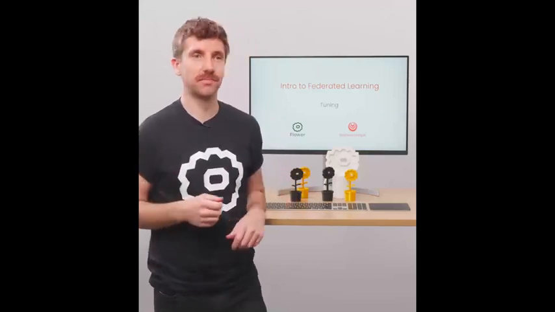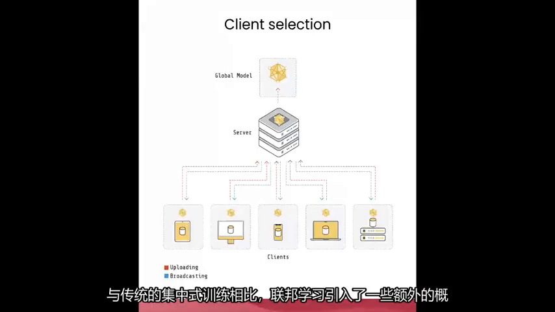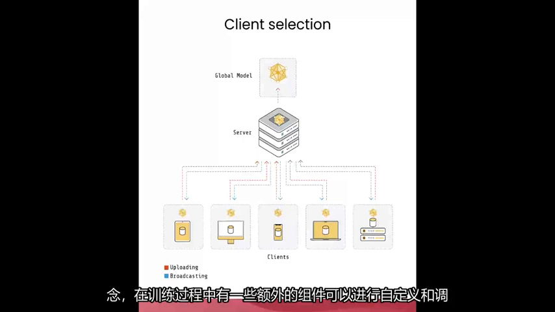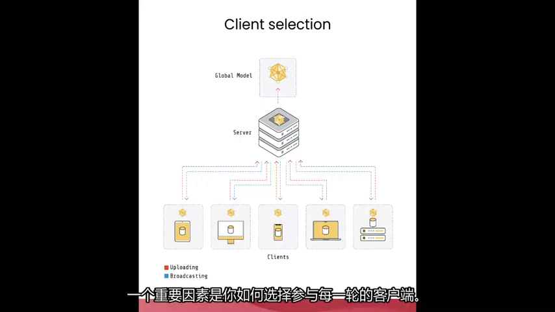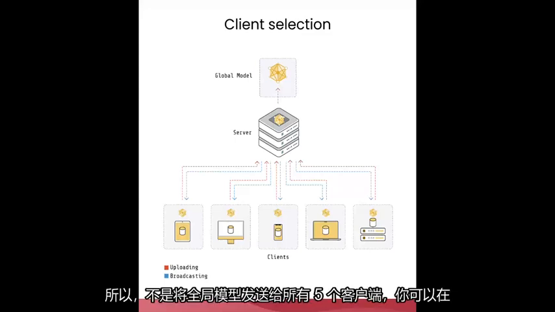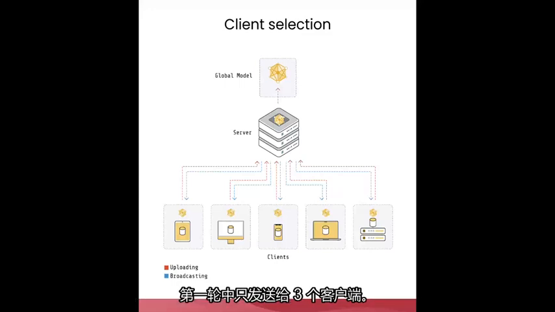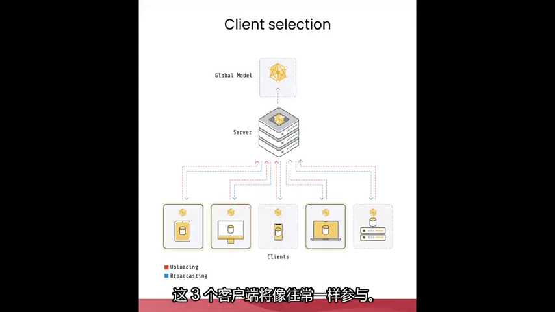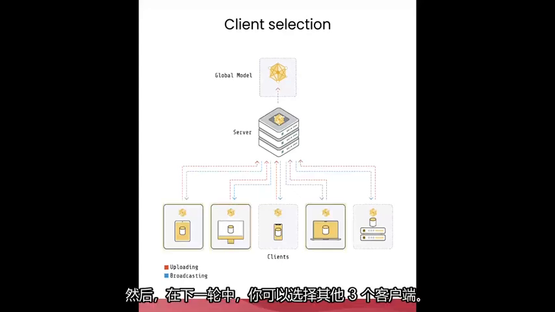Alright, let's dive in. Compared to traditional centralized training, federated learning introduces some additional concepts, some additional components in the training process that can be customized and tuned. One important factor is how do you select the clients that participate in each round. In this diagram, you see 5 clients. So instead of sending the global model to all 5 clients, you could send the model to just 3 clients in the first round. The 3 clients would participate as usual. Then, in the next round, you could select 3 other clients.